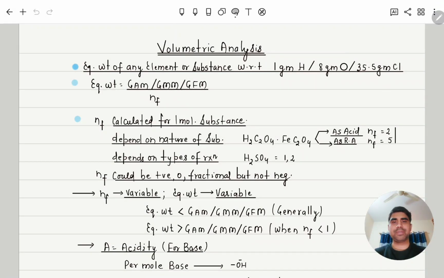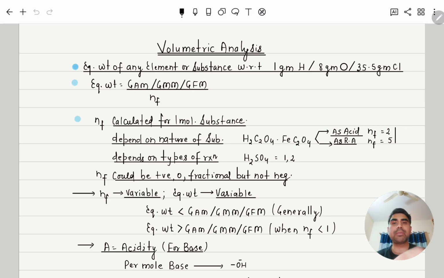Hello everyone. So this is the last segment, volumetric analysis. Here we'll first try to understand the equivalent weight of any element or substance. See, by giving 1 gram of hydrogen or 8 grams of oxygen or 35.5 grams of chlorine, how much of the other substance or element you are getting, that is called its equivalent mass.